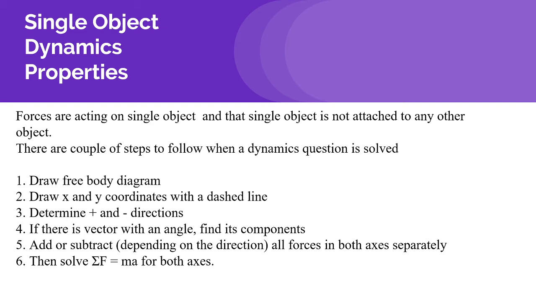Alright, single object dynamics properties. Once we have one single object in our system, we always start with drawing free body diagrams, and we draw x and y coordinates with dashed lines, and determine positive and negative directions. If there's a vector with an angle, find its components, add or subtract all forces on both axes separately depending on the directions, and then solve net force equals ma for both of the axes.